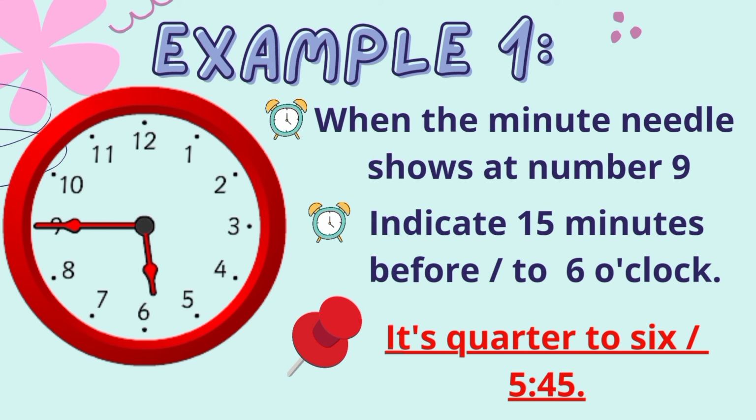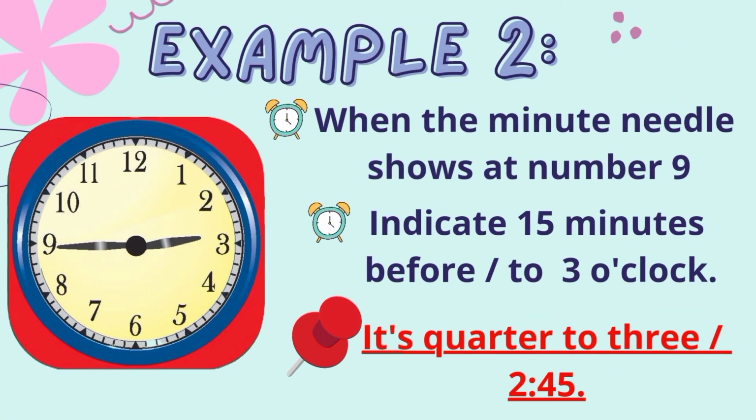So the time is 5:45. For a second example, the minute needle shows at number 9 and the hour needle is almost at 3. So this clock indicates 15 minutes before 3 o'clock. So we can say it as 2:45.